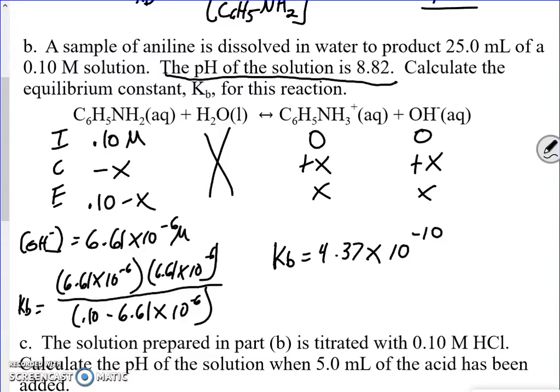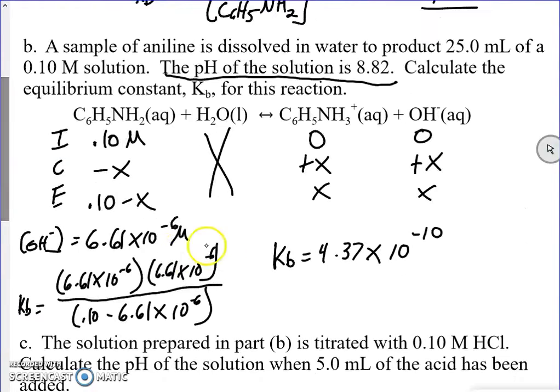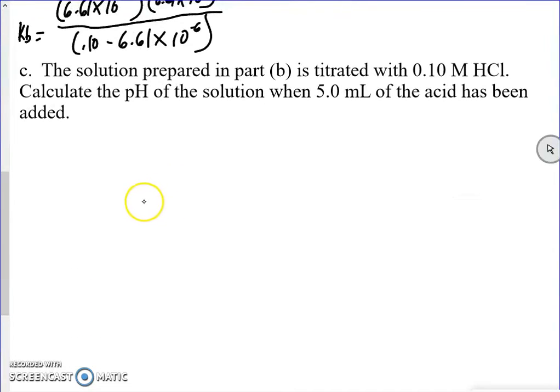Okay, so that takes care of parts A and B on the homework problem. Let's keep going down. Part C, we say... sorry guys, it keeps spazzing on me. It doesn't want to stay down the first time I pull it down for whatever reason. We're told that the solution from part B is then titrated with 0.1 molar HCl.